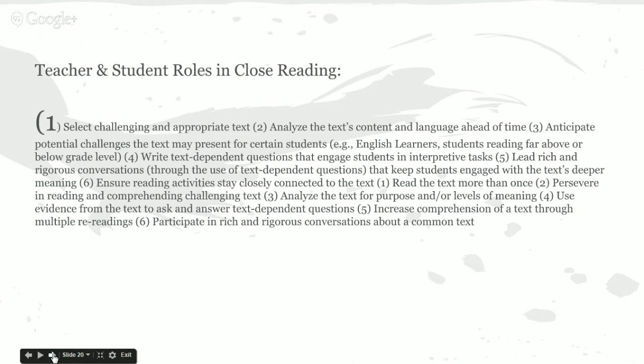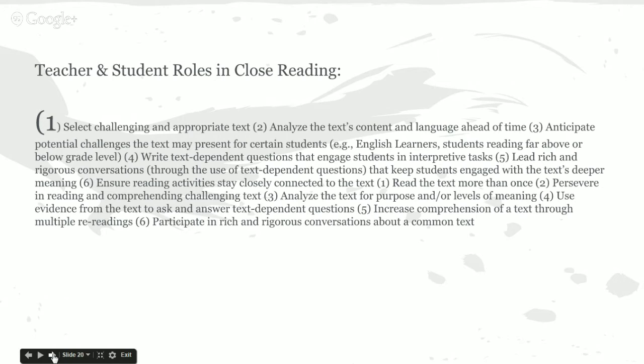Writing text-dependent questions that engage students. Lead rich and rigorous conversations, debating. Ensure reading activities stay closely connected to the text. Read the text more than once. And unfortunately, our kids across the board are really in the habit of only reading a text one time and then they're done with it. That is a habit and a way of thinking that we really have to change. To get the most out of the text, it absolutely requires three reads. And that's a habit that just has to be developed through practice.